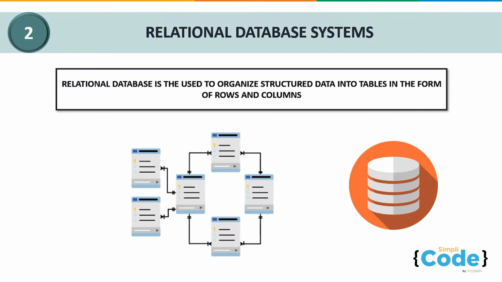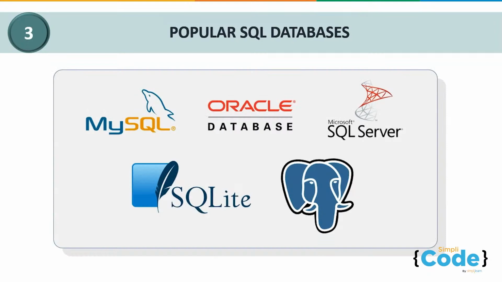Now, these relational databases or RDBMS are managed using the SQL language to perform various operations. Therefore, SQL code is used to retrieve information from these relational databases by doing various interactive operations like using join, create, truncate, delete, alter, and so on. Let us now look at some popular SQL databases. Some popular SQL databases that are available are MySQL, Oracle Database, Microsoft SQL Server, SQLite, and PostgreSQL.